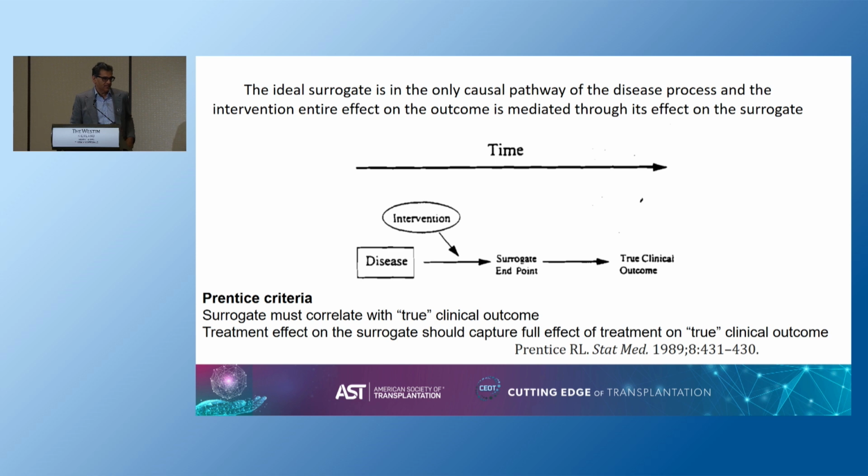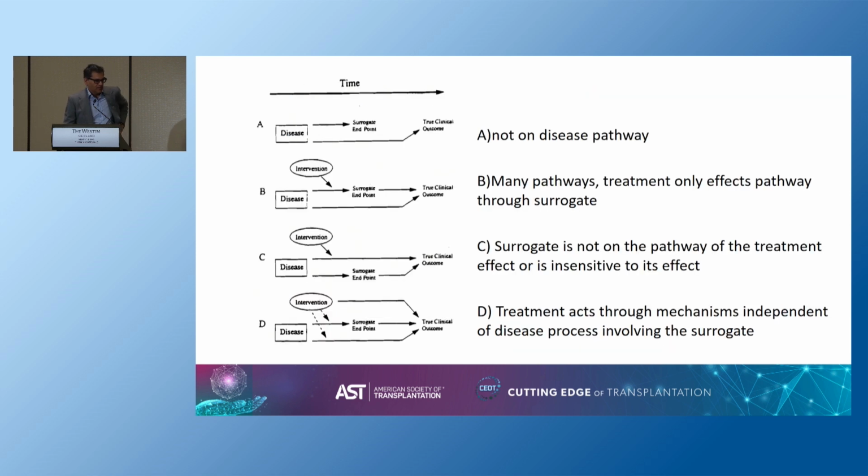to achieve in these criteria. This slide is meant to show you why various surrogates will fail. And again, it's all based on the Prentice criteria. In the top picture, you can see that the surrogate is just not on the disease pathway, so it's just out in left field. In the second instance, there are many pathways to the disease, but the treatment only affects the pathway through the surrogate. In the third case, the surrogate is not on the pathway of the treatment effect, or it's insensitive to the treatment effect.